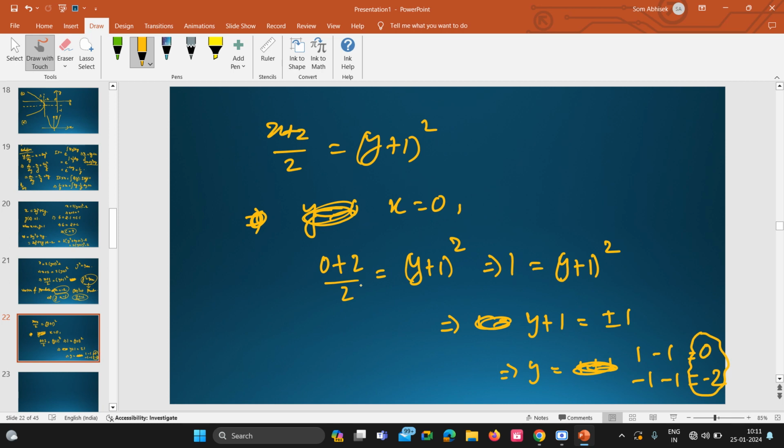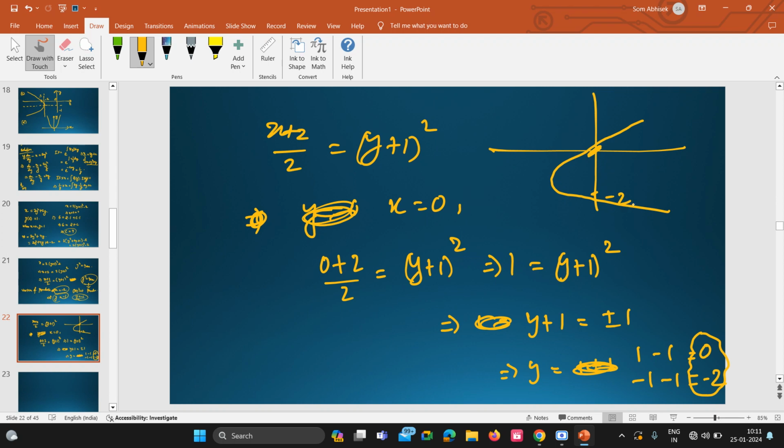Okay, because we are putting x is equal to 0, that means the parabola will cut only the y-axis. So where will it cut the y-axis? At y is equal to 0 here, y is equal to minus 2 here. Alright, so it will be coming like this.